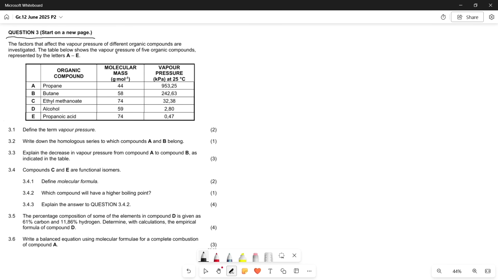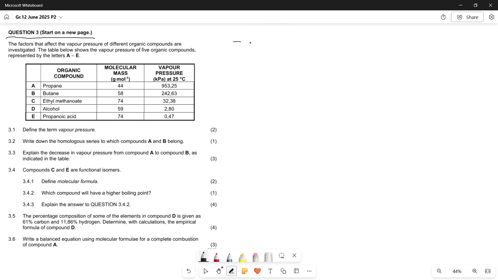The table below shows the vapor pressure of 5 organic compounds represented by the letters A to E. So we have our organic compounds down here, our molecular mass of each of them over there, and then the vapor pressure of them over there. We have propane for A, for B we have butane, C we have ethyl methanoate, D we have alcohol, and E we have propanoic acid.